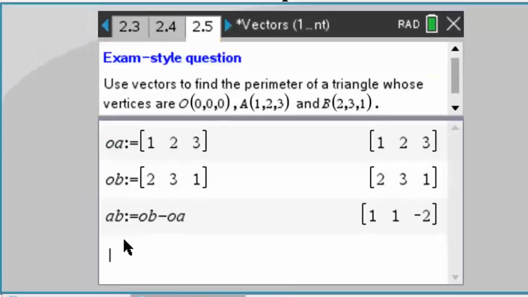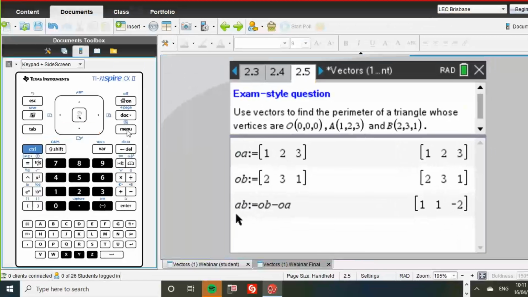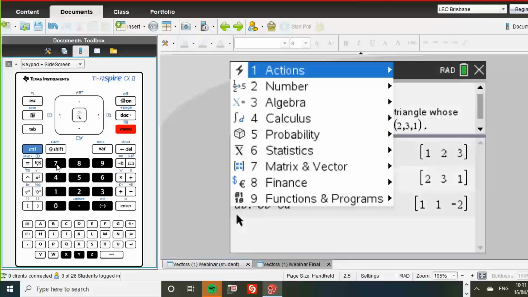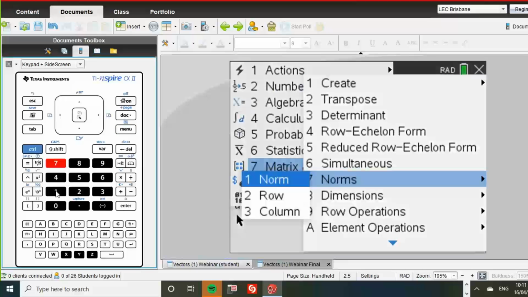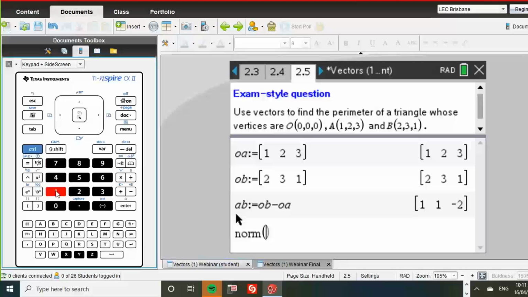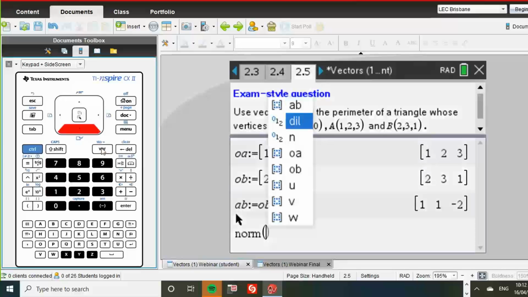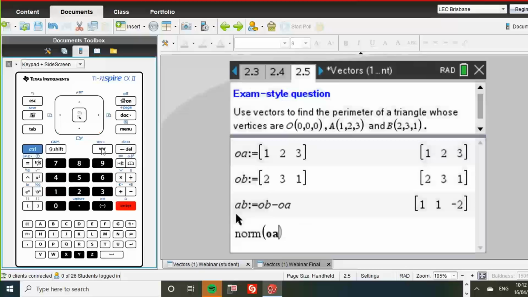So to find the norm command, we press menu, 7 for matrix and vector, 7 for norms, and then 1 for norm. And now you've got a choice here. You can either type in OA, or if you press var, you can select OA. That's going to give us the length of the first side.